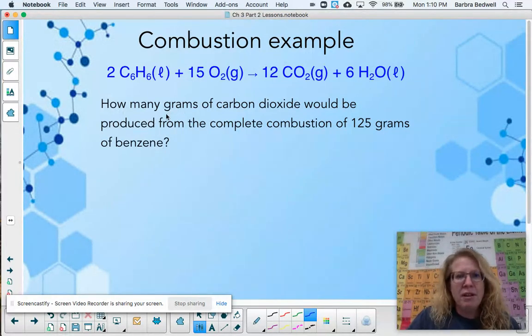So what are we trying to find? Okay, start by decoding your problem. How many grams of carbon dioxide? Okay, so I'm finding my carbon dioxide.